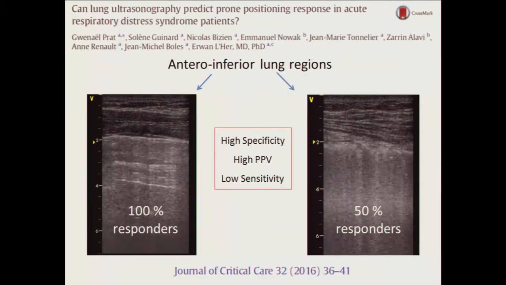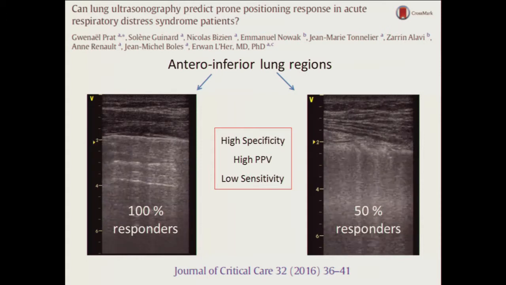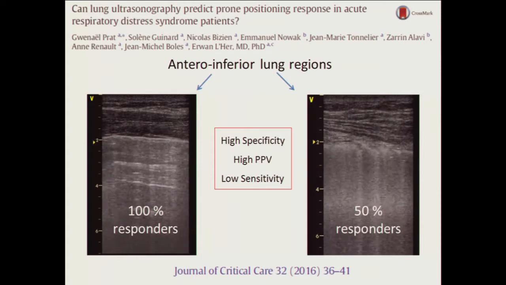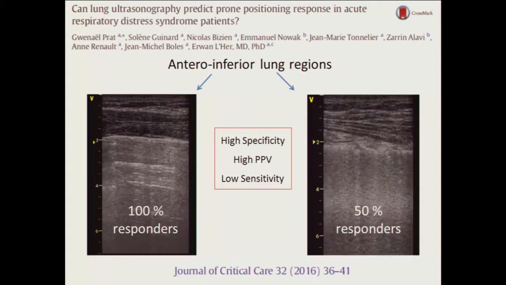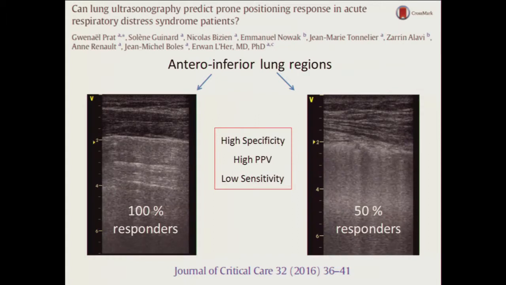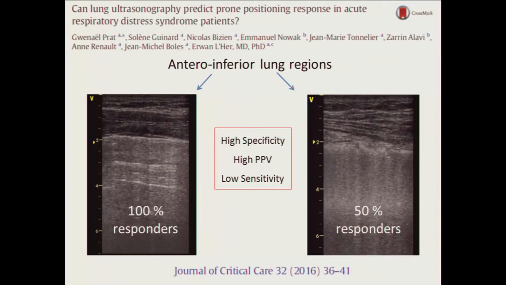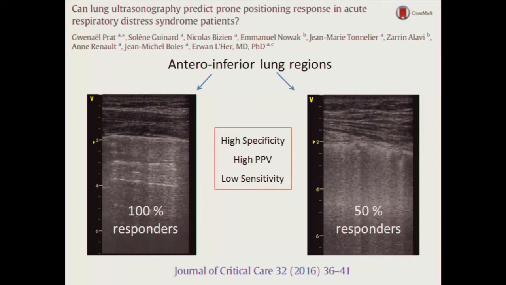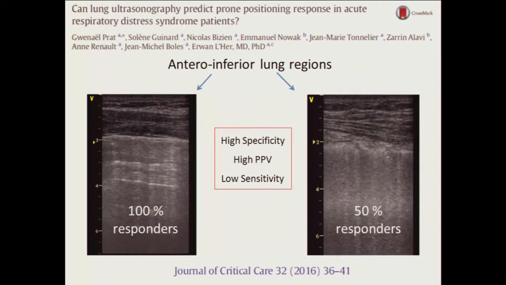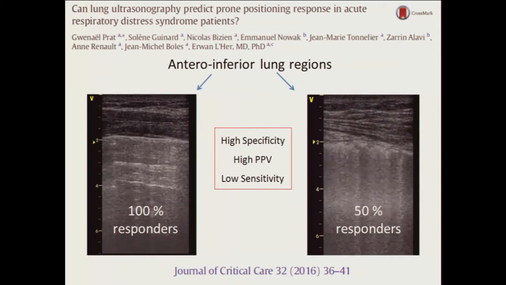And interestingly, patients who are poor responders to PEEP and recruitment maneuver seem to be good responders to prone position. So having clear and normal aeration in the non-dependent part of the lung is a condition associated with a positive response to prone positioning.